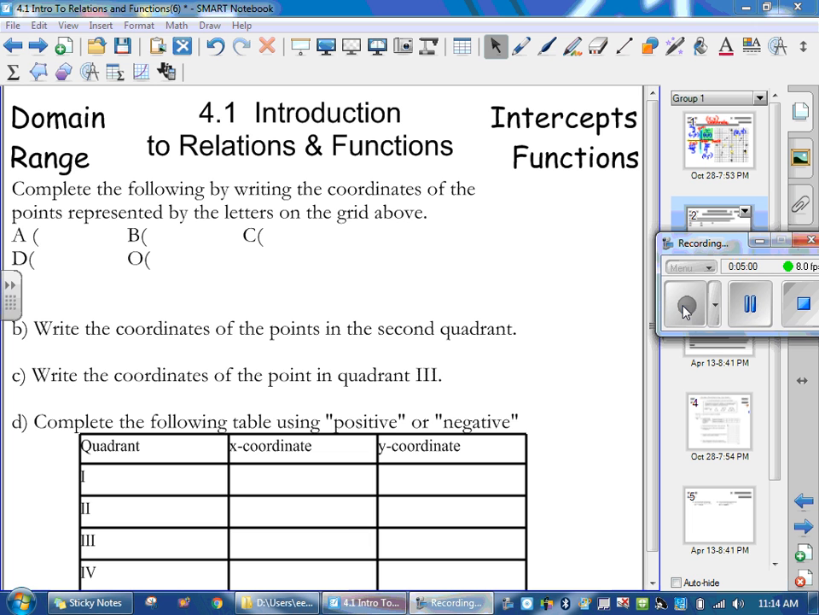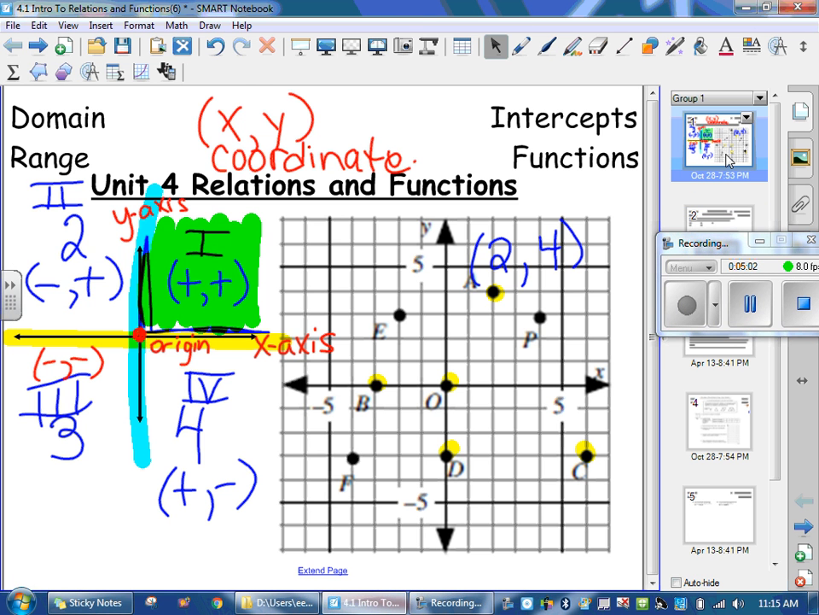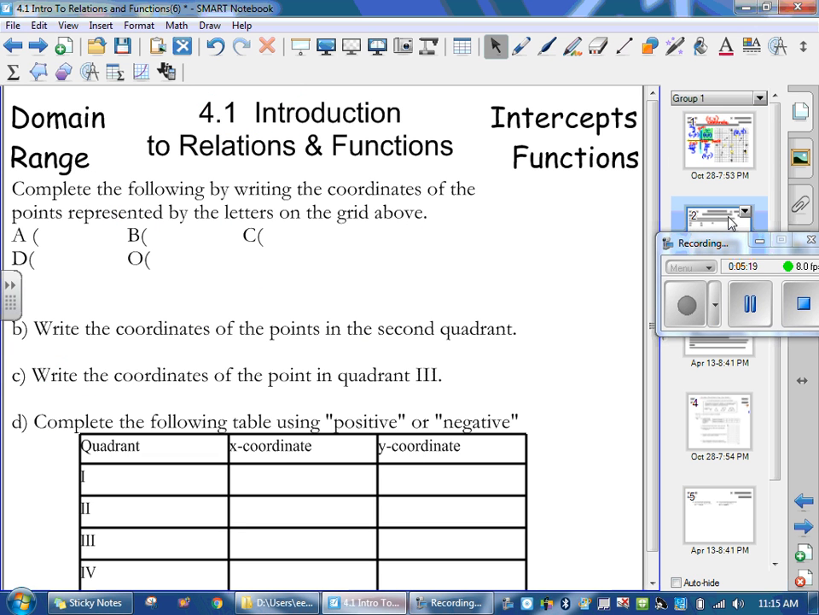Okay, let's see how far you got. So, A, we should find A is 2, 4. We always start at 0, 0 right in the middle. Go right 2, up 4, okay? So, what about letter B? Letter B didn't go up or down, we just went left. So how would we write that as a coordinate point for point B?